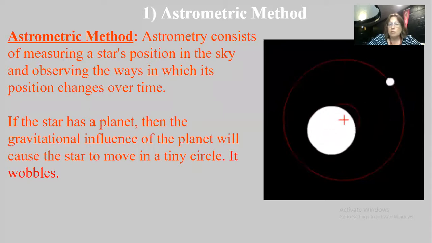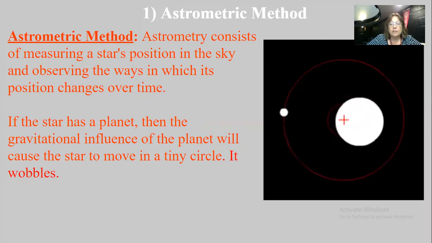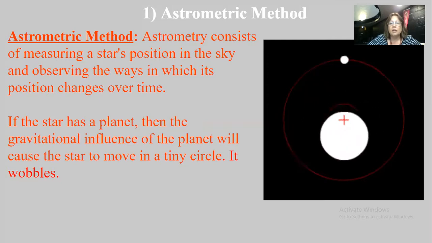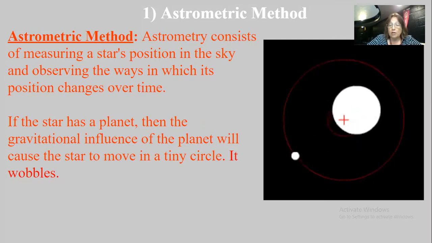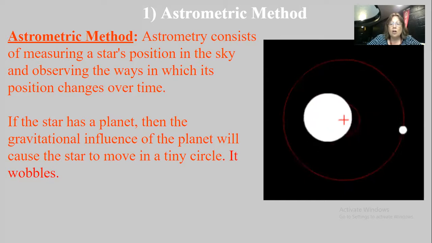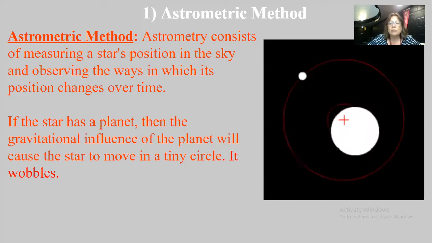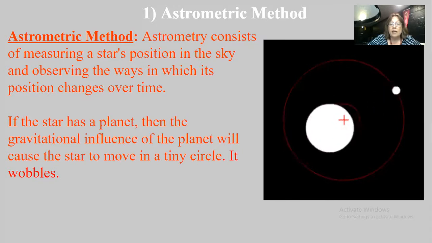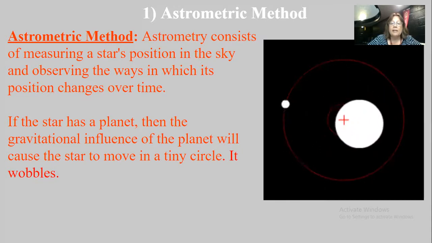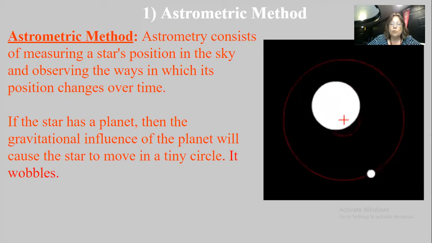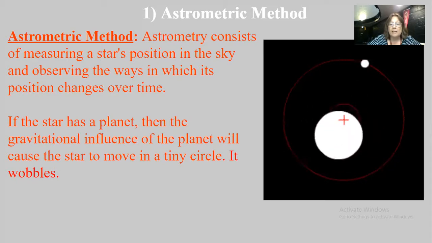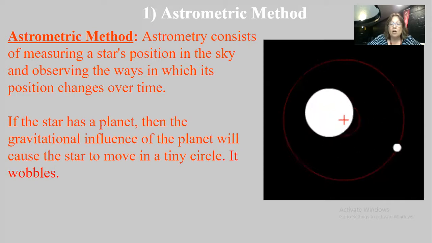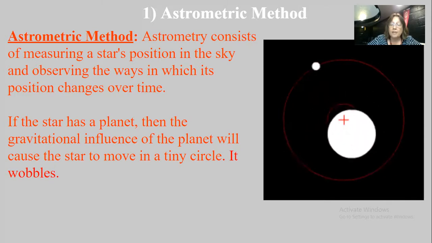So why would they wobble? Well, as you can see in that animation, the star is the larger object near the center, and the planet is orbiting the star. But notice that the star is also moving. It's moving in a tiny circle. So the star and the planet are bound together gravitationally, and they are actually both orbiting around the center of mass of the two objects. So what happens is the star appears to wobble in the sky.